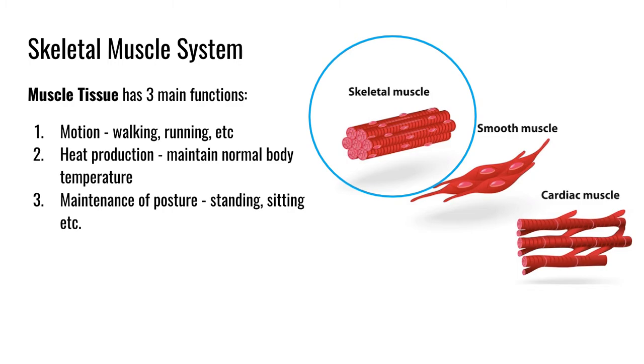Motion. They're the ones that help us move along, run, jump, do cleans and jump ropes. Heat production, so maintaining normal body temperature and also regulating our temperature when training. And then maintenance of posture. The strength of our muscle groups all working in synergy helps us sit, stand, move, and so on.